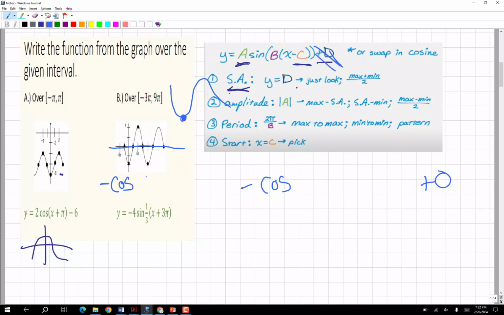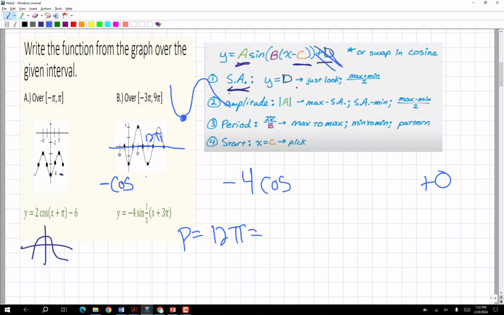Now I'm going to look at the amplitude. This up here is 4, so this goes up 4. That means the amplitude is 4, so it's going to be -4. And then what's my period? This goes from the origin. This is 6 pi, so this would be 3 pi, 6 pi, 9 pi, 12 pi. This has to be 12 pi. So my period is 12 pi.